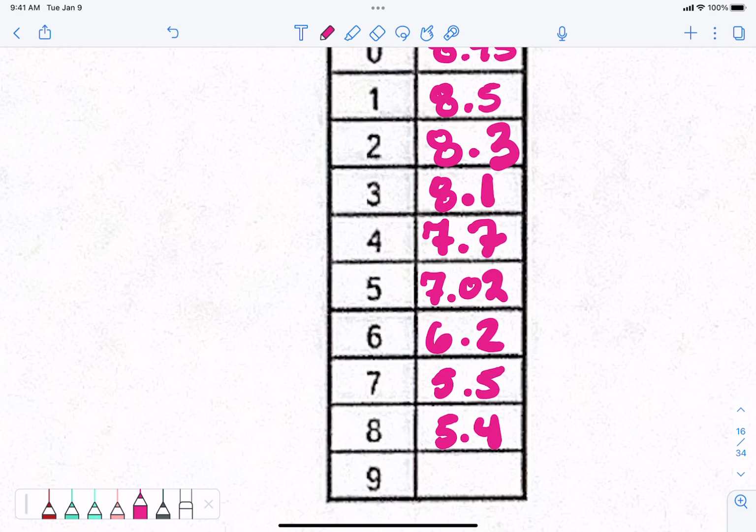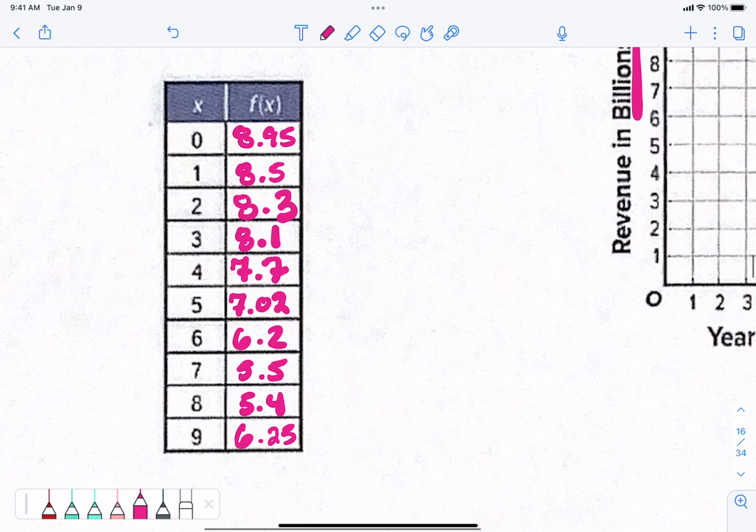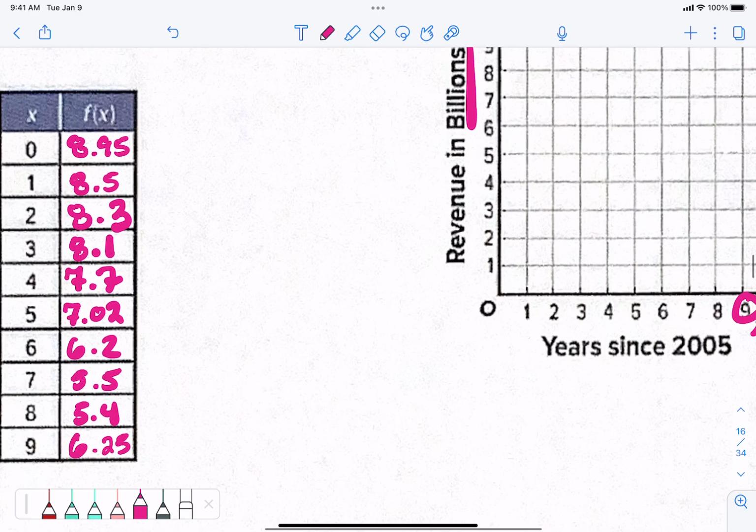All right, last one. Fill this table in, then we'll start to plot. Plug those in.